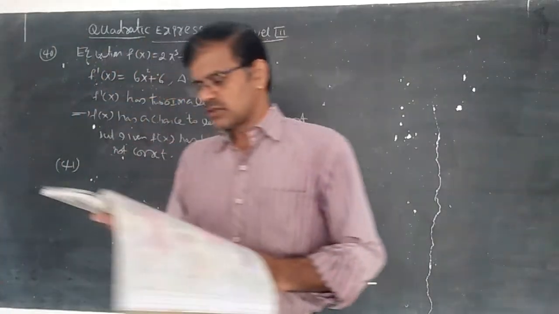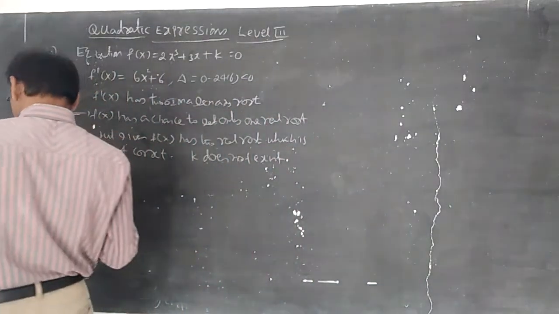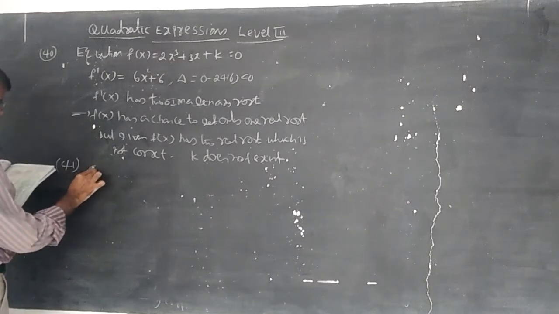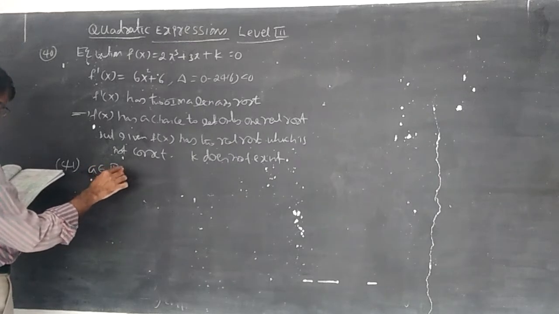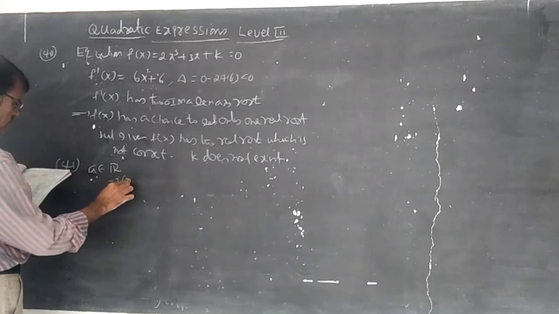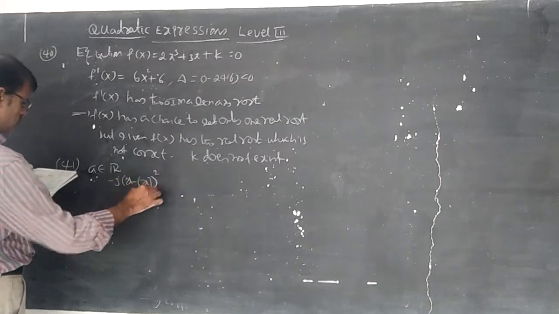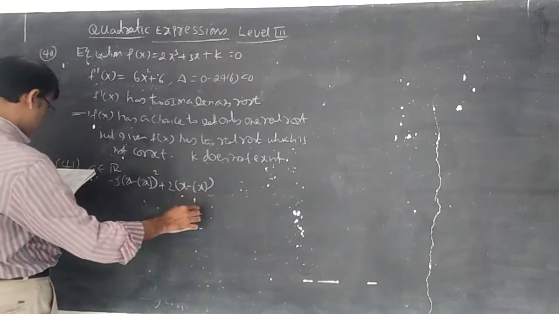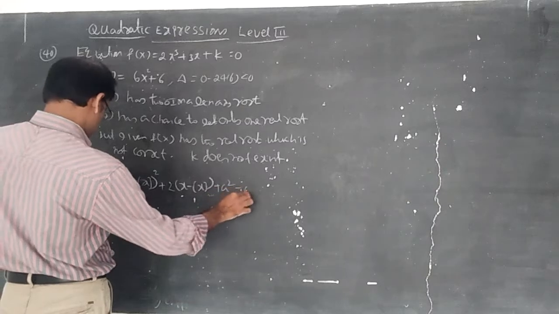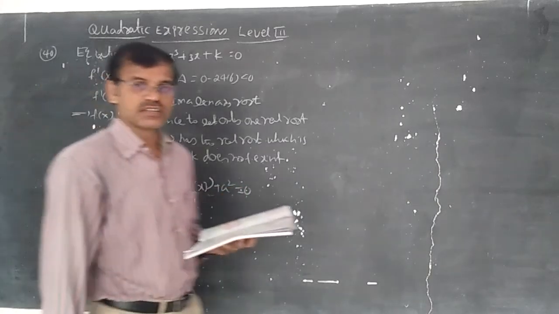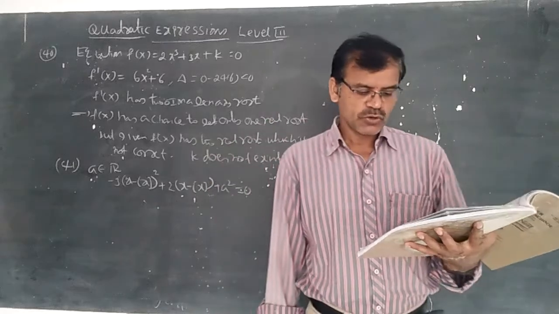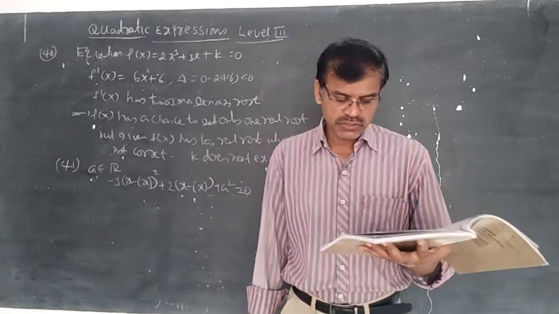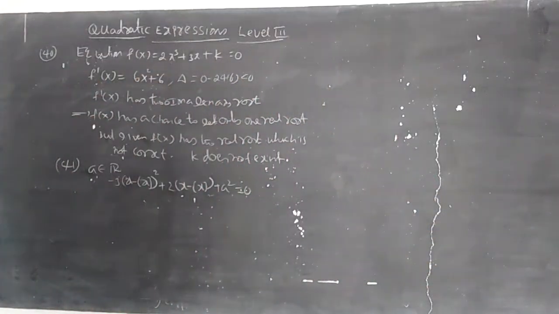If a belongs to R, this is a good concept question. A belongs to R, a real number. For the equation 3(x minus [x]) whole square plus 2(x minus [x]) plus a square is equal to 0, where [x] denotes the integer less than or equal to x, has no integral solution, then find the possible value of a in the interval.